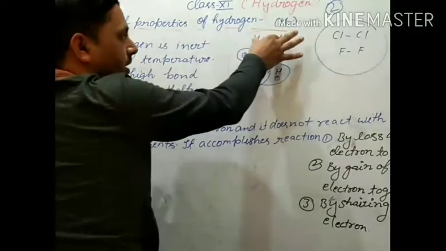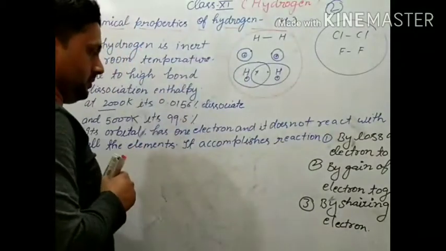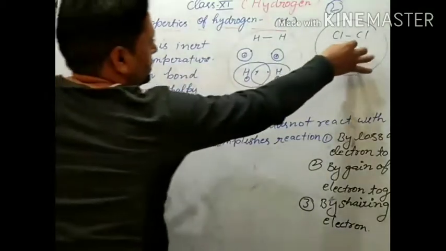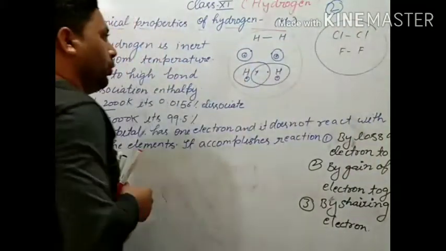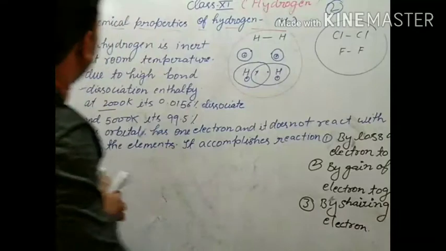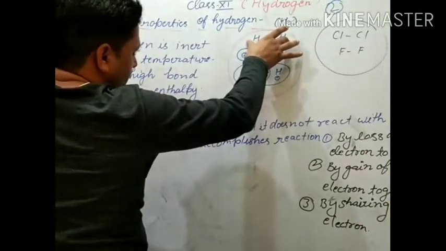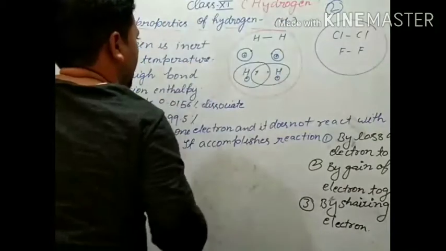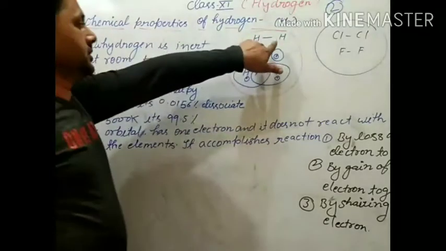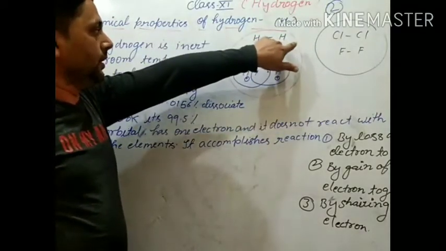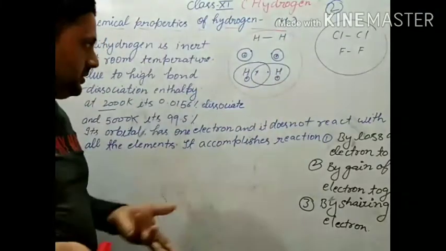There is a single bond between the two hydrogen atoms. There is also a single bond between chlorine molecules and fluorine molecules. But the bond dissociation enthalpy of hydrogen is the highest for a single bond. So what is the reason why the bond dissociation enthalpy of hydrogen is highest?